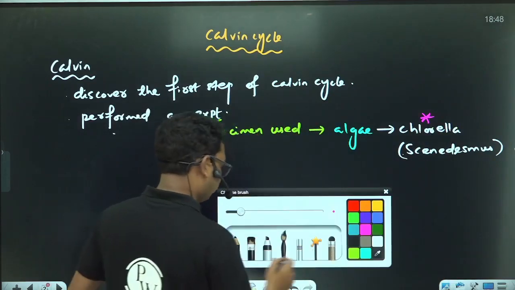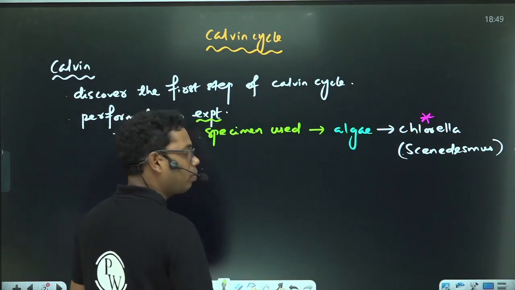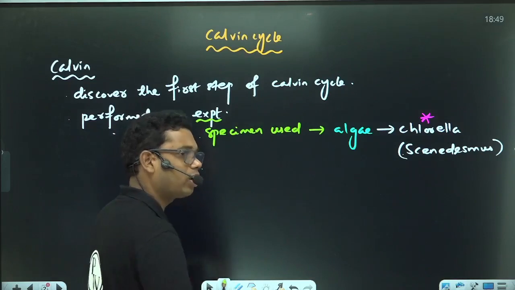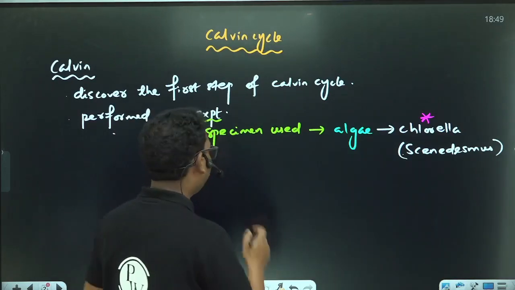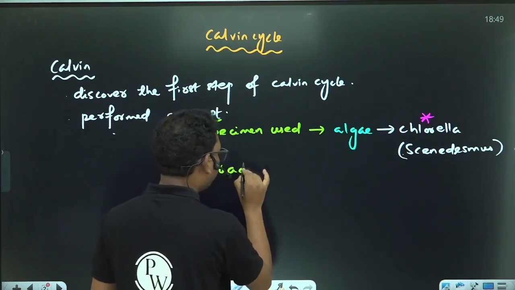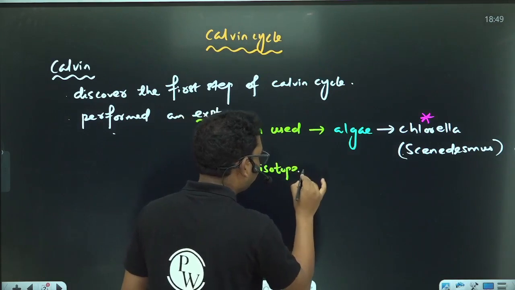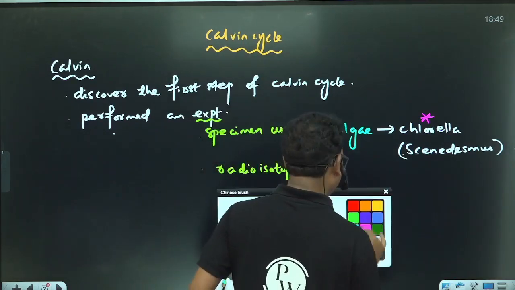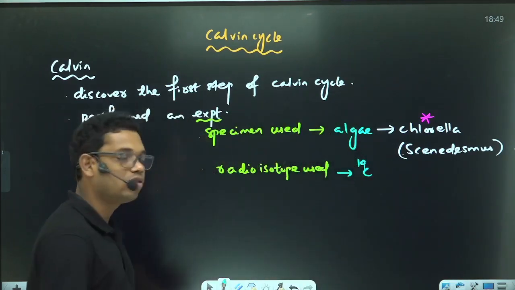And here, you should also remember that in his experiment, he used one chemical. Which chemical did he use? He used carbon, a radioisotope. Which radioisotope did he use? He used C14. Radioactive C14 was used by him.